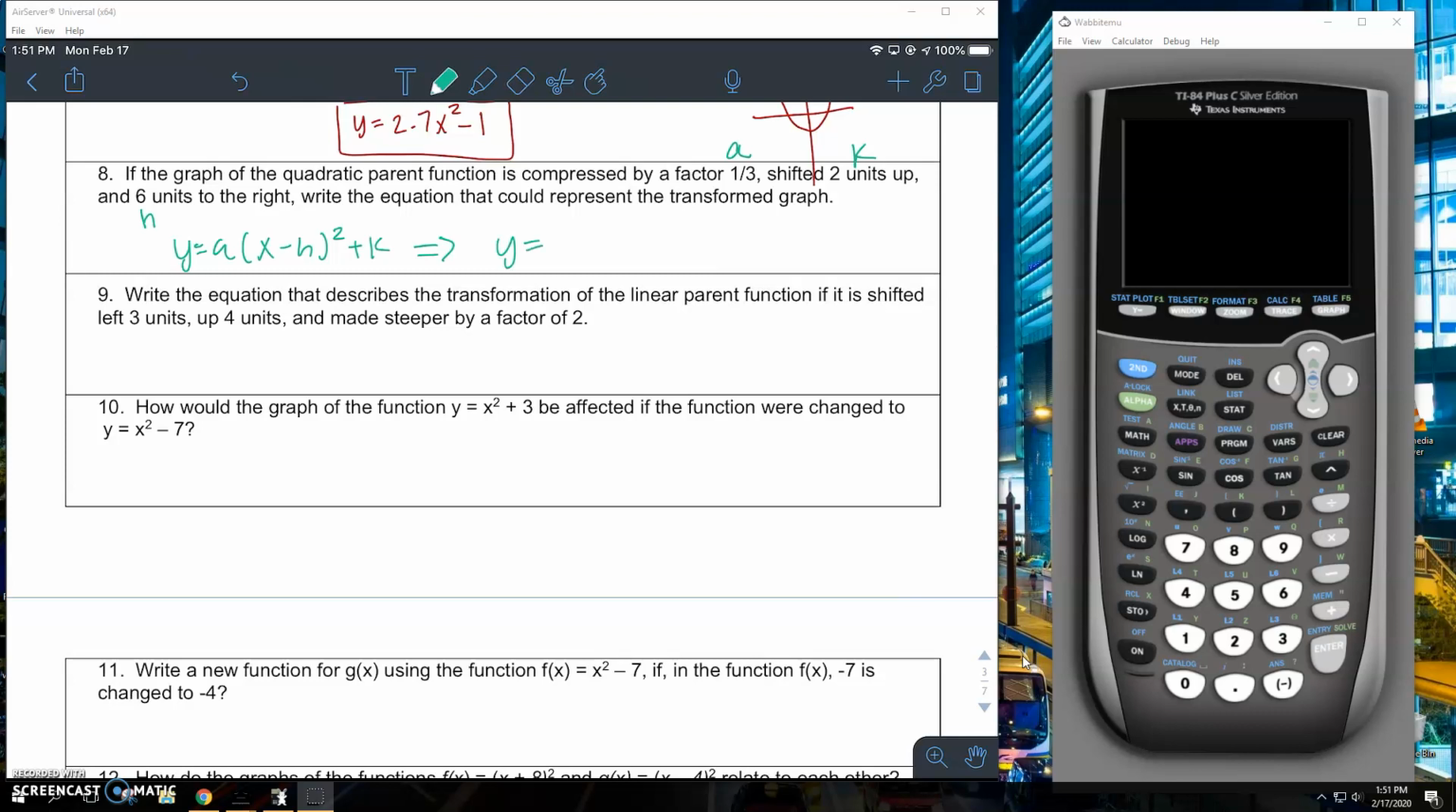So this becomes y equals 1/3, I went to the right 6, so that's going to be minus 6, and then up 2, so plus 2.